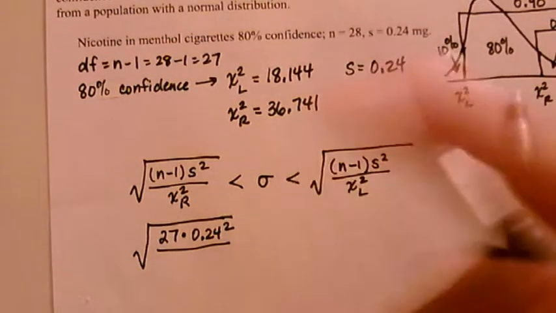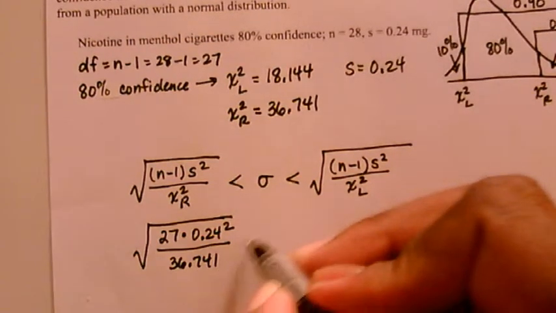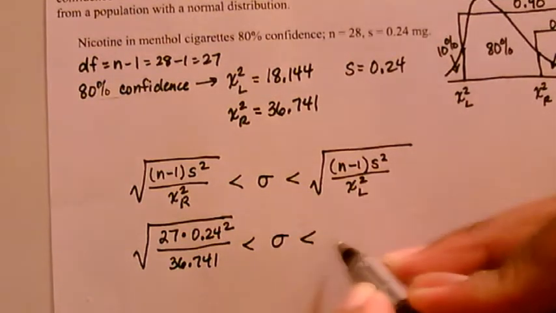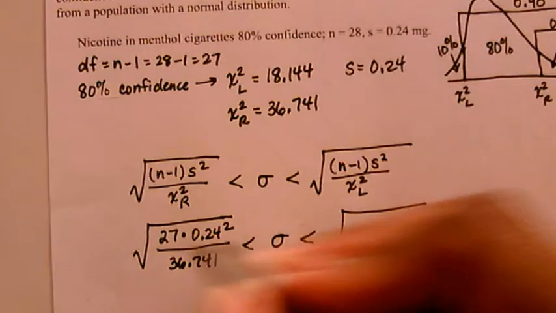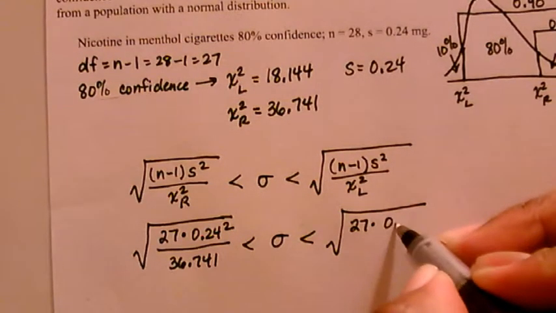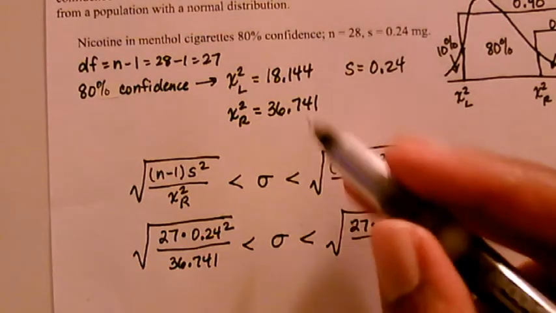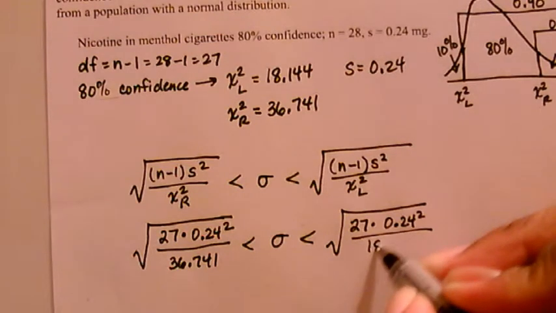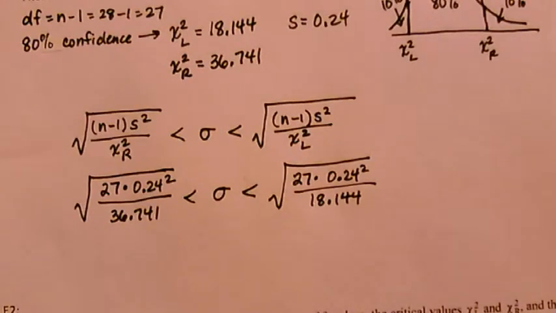Divided by your chi-square value on the right, which will be 36.741. That's less than sigma and less than the square root of. The numerator is exactly the same. So it'll be 27 times 0.24, that's squared, divided by your chi-square value on the left. That's 18.144. Okay, so just go ahead and calculate that.